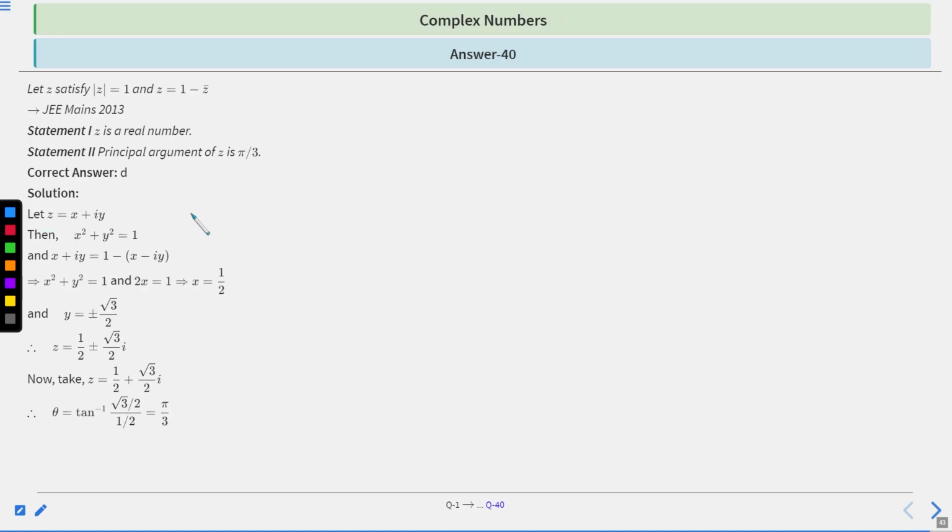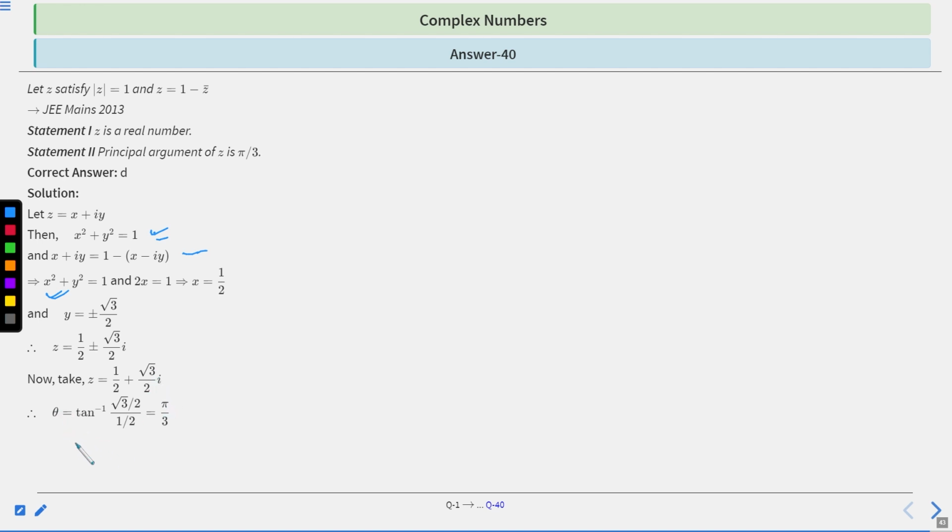Okay, so let's suppose z is equal to x plus iota y. Then x square plus y square will be 1. And z is equal to 1 minus z bar. So x plus iota y will be 1 minus x plus iota y. Right? So we will get first x square plus y square equal to 1, and after solving this, we will get 2x equal to 1, that is x equal to 1 by 2. After putting x equal to 1 by 2 in this, we will get y equal to plus minus root 3 by 2. So z can be 1 by 2 plus minus iota root 3 by 2. So let's take z equal to 1 by 2 plus root 3 iota by 2.